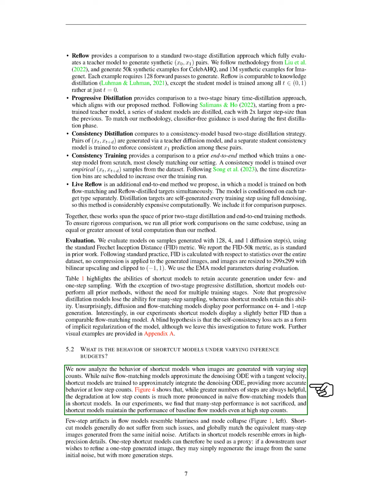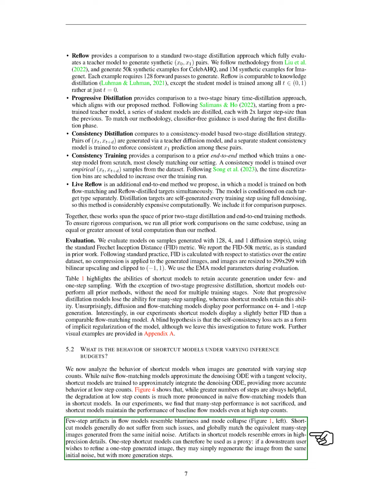We observe that shortcut models do not compromise on performance even at high step counts, maintaining the quality of baseline flow models. In contrast, artifacts from flow models often appear blurry or lead to mode collapse, while shortcut models typically avoid these issues, matching the quality of images generated with many steps. If a user wants to refine an image generated in one step, they can simply regenerate it from the same initial noise with more steps.